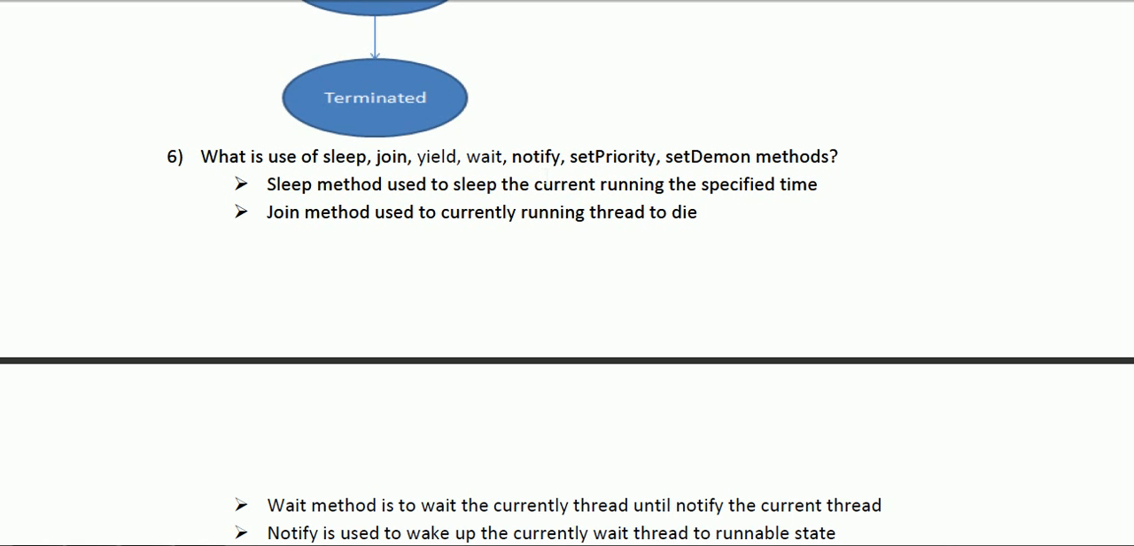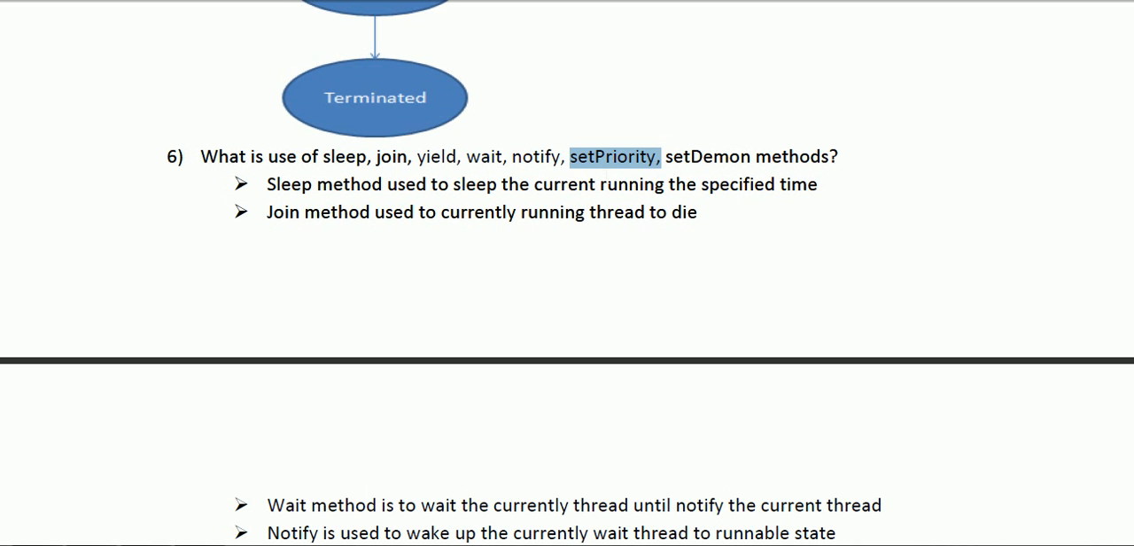Notify is basically to wake up the thread which is waiting for the signal on the resource. And then set priority. You can set the priorities. In Java we have three priorities: min priority, max priority, and medium priority. By default, whenever you create a thread, if you don't set any priority, it is going to be a medium priority. And if you want to set a max priority, you can do it by using set priority.